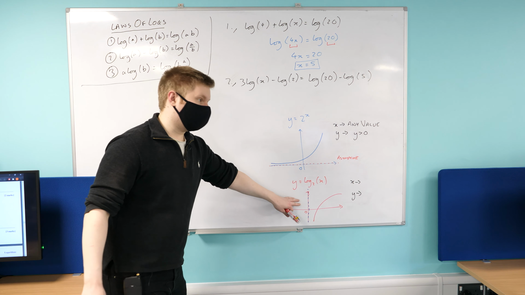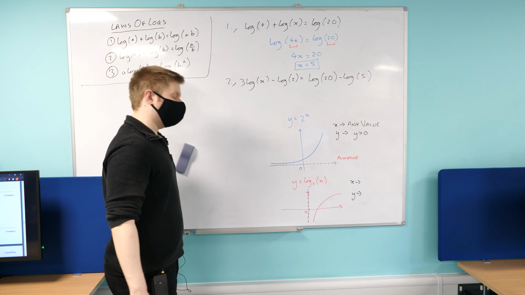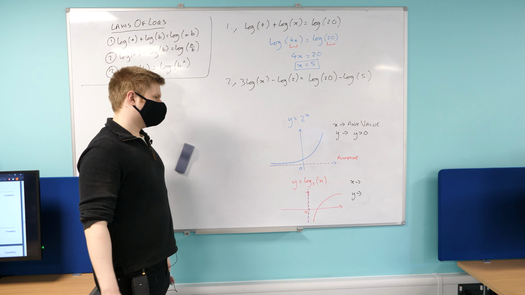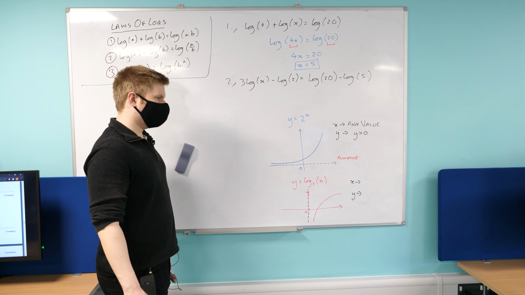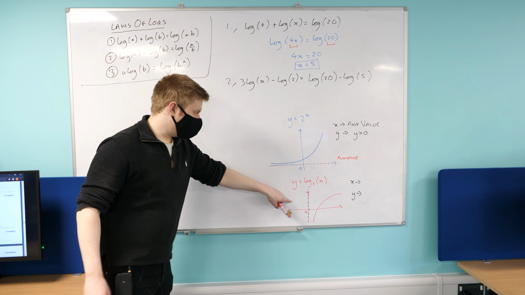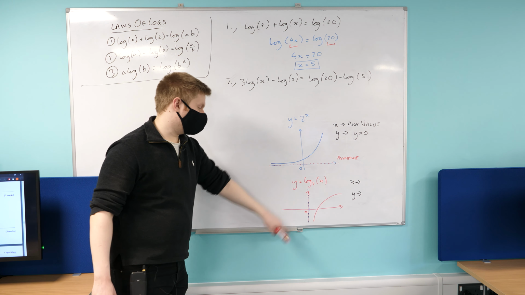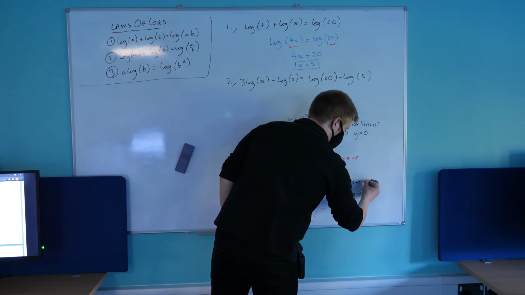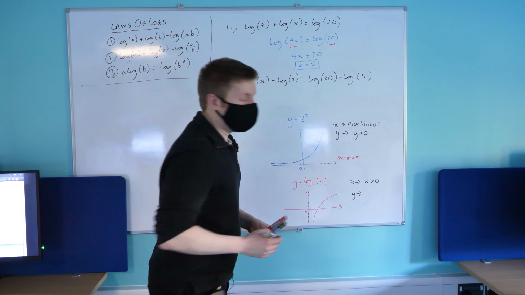Is there any restriction? Look at this graph here. Is there any restriction on the values of x? You sure? Look at it again. No negative. No negative and not 0 either, because we said it's an asymptote. So in other words, x has got to be, strictly speaking, positive.